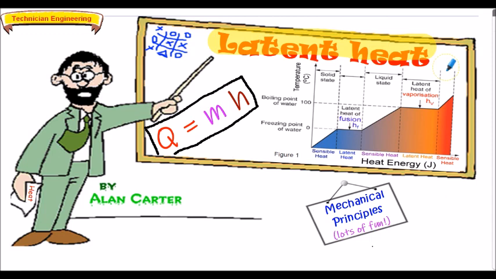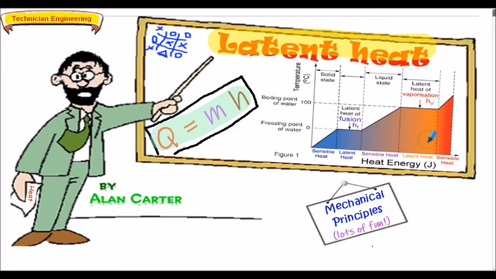This presentation builds on a previous presentation related to the heat energy required to change the temperature of a particular substance, either increasing its temperature or decreasing its temperature. But in this presentation we're going to consider the change of state and calculate the heat energy required to change the state from the equation Q is equal to m multiplied by h, where the symbol H relates to the specific latent heat of a particular substance.